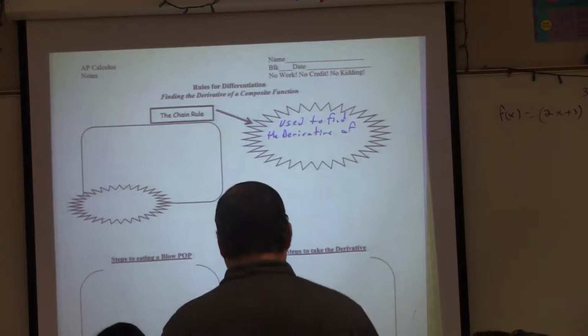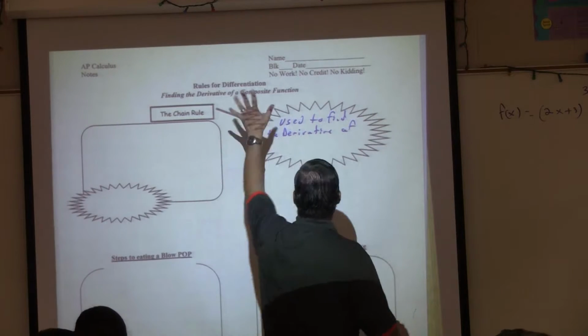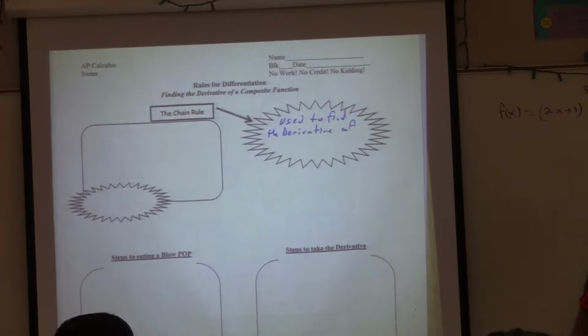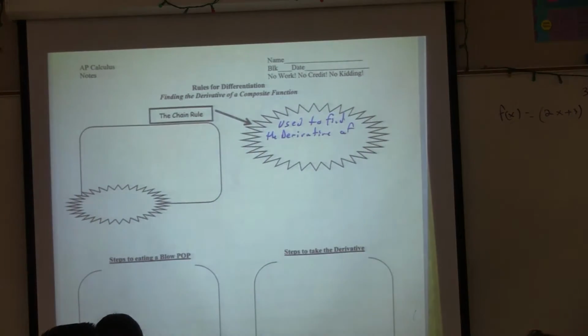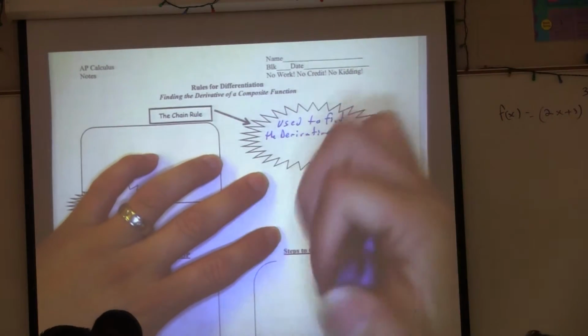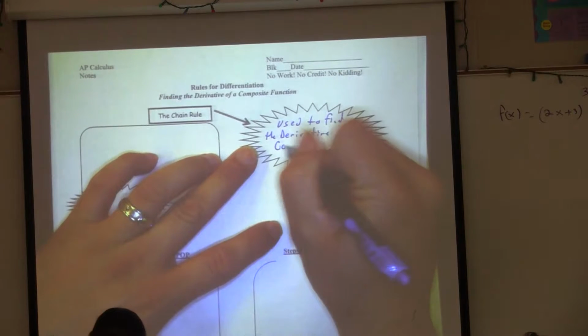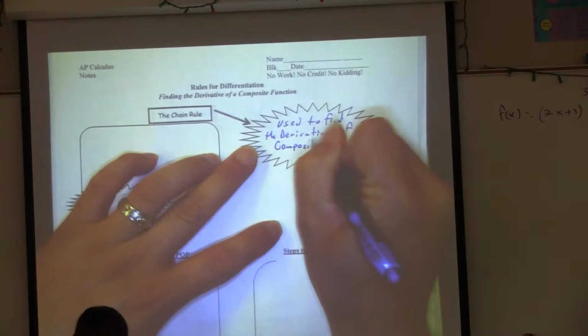Okay, so again, the derivative of a composite function, we will use a rule known as the chain rule, and the chain rule is used to find the derivative of composite functions. So let's try to review and remember what a composite function is.